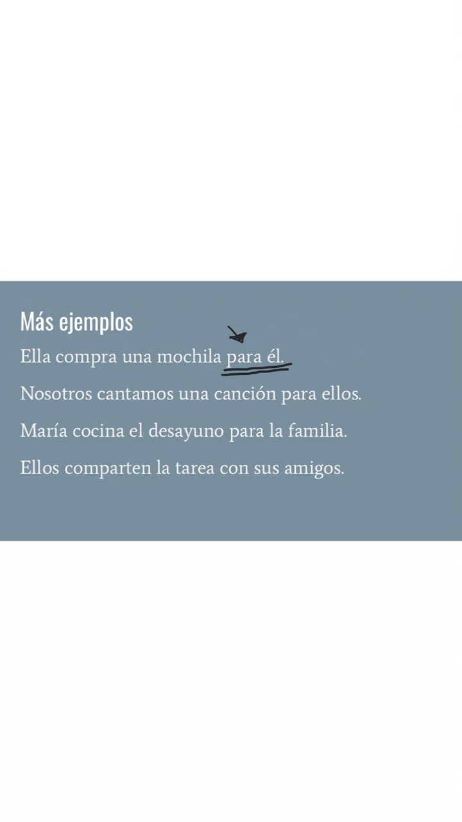All right, so continuing. "Nosotros cantamos una canción para ellos," or we sing a song for them, right? "Ellos" is our indirect object. Next, "María cocina el desayuno para la familia." Maria cooks the breakfast for the family. Now, the person being affected here, or in this case, the thing, would be "la familia" as our indirect object.